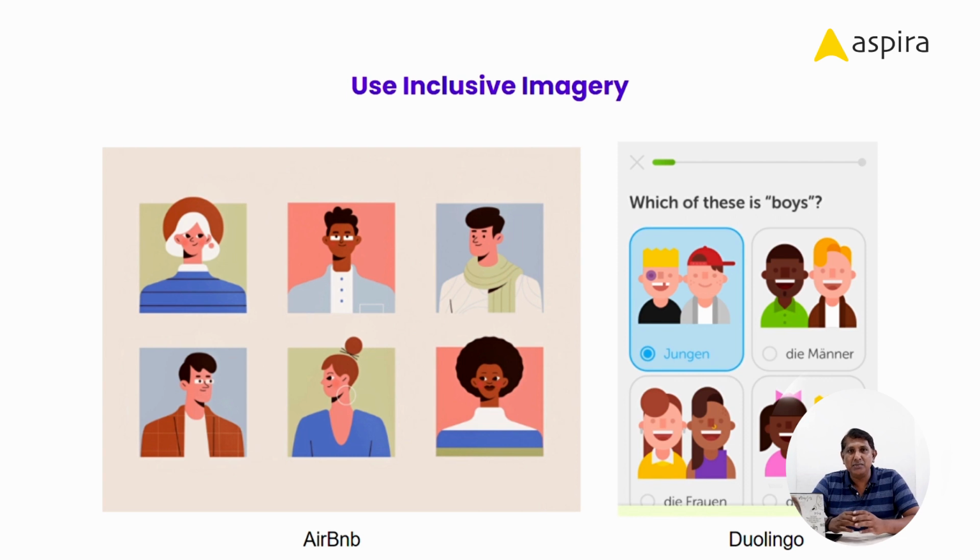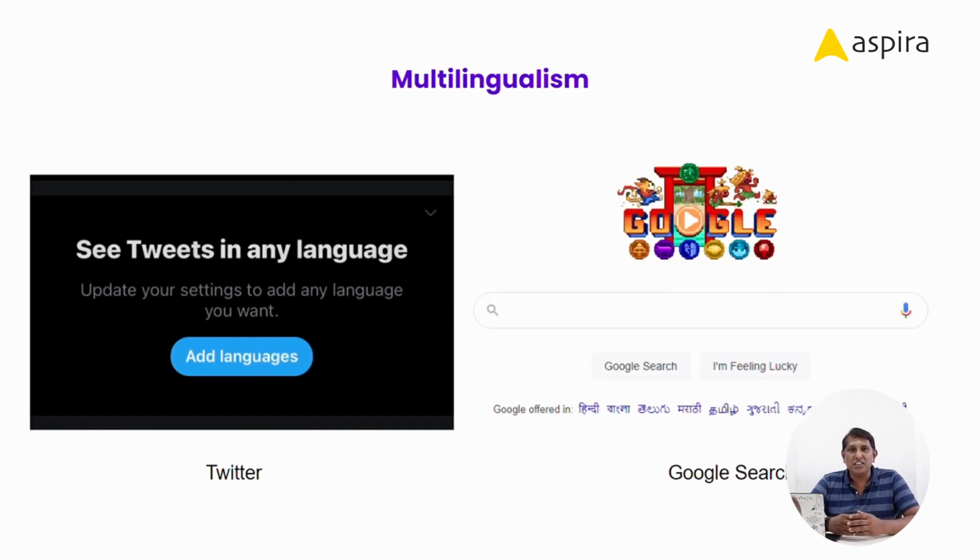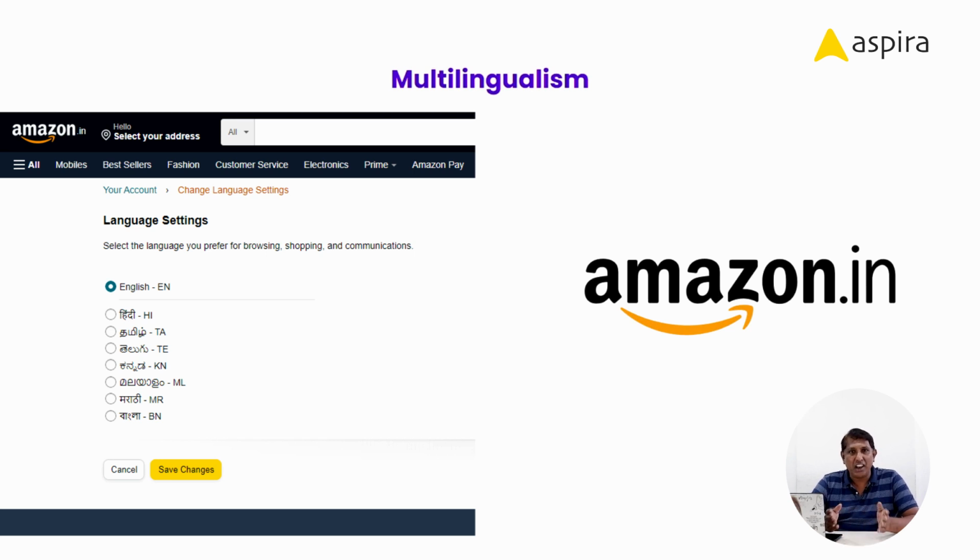If your product deals with global audiences, then you have to use inclusive imagery. Here I am showcasing Airbnb and Duolingo, and how they include people of all races in their images and ensure inclusivity. Multilingualism is also one of the important concepts in inclusive design. Twitter enables multiple languages, Google Search also enables multiple languages, and recently Amazon India is also enabling multiple languages so that you can buy products in your own language.